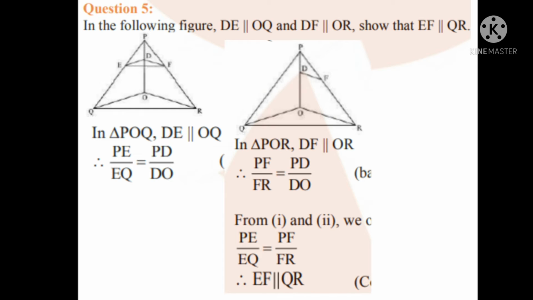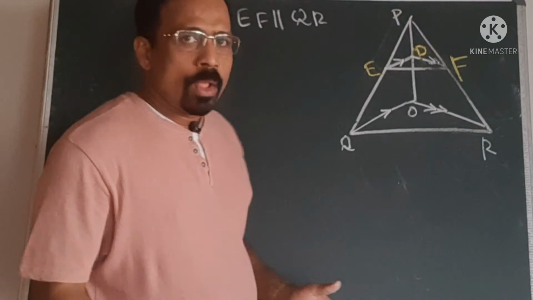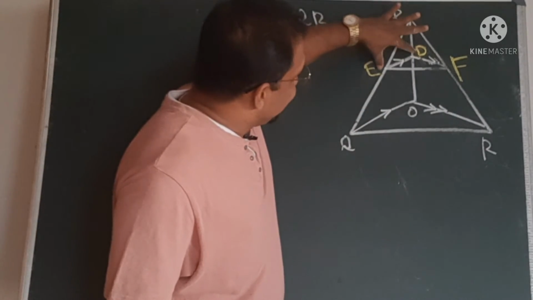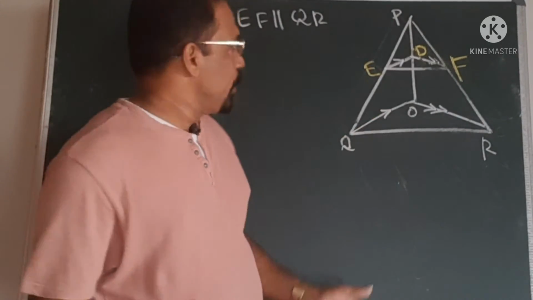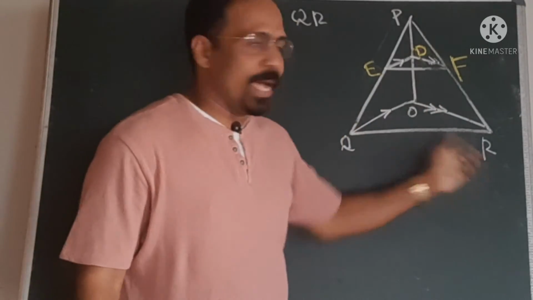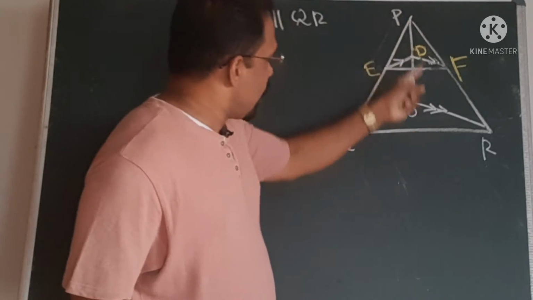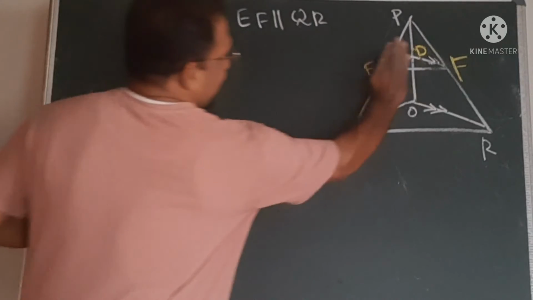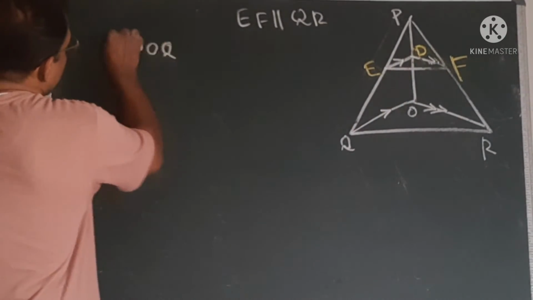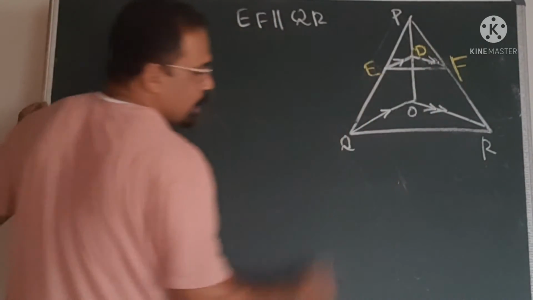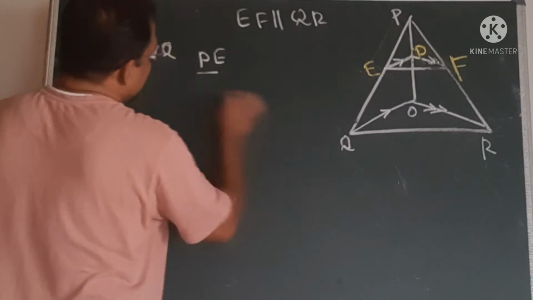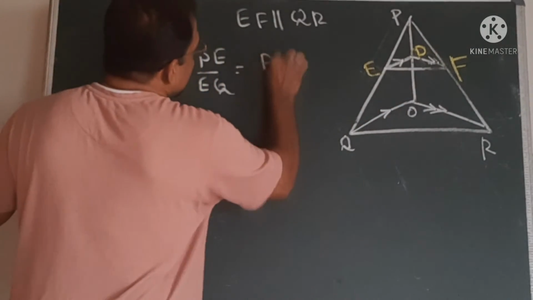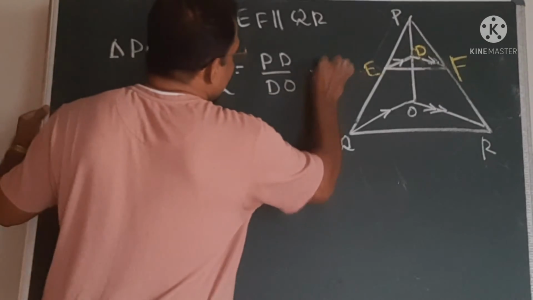In the following figure, ED is parallel to QO and DF is parallel to OR. Show that EF is parallel to QR. Now let us understand the meaning of this question. What all things are given to us? ED is parallel to QO and DF is parallel to OR. This is given to us. What we have to prove is EF is parallel to QR. Now consider this triangle POQ. In this triangle POQ, ED is parallel to QO, that is already given to us, so we can apply the basic proportionality theorem. That means PE divided by EQ is equal to PD divided by DO. Let it be equation number 1.